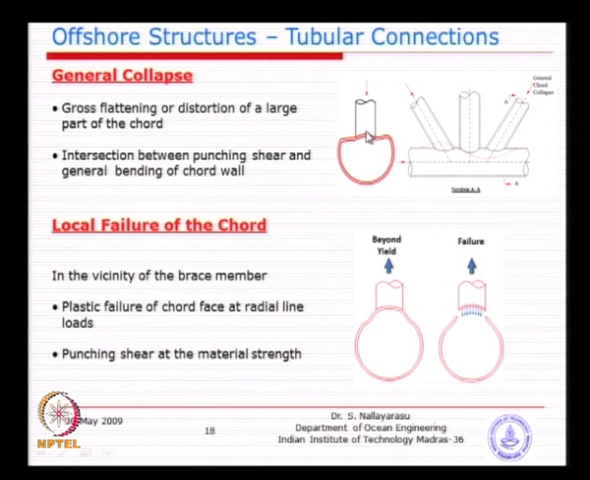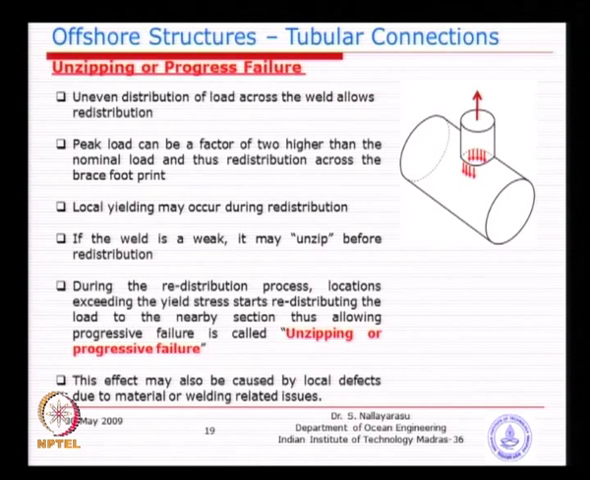The local failure of the chord is basically because of the pull out, because the d by t is so small, it is just coming out. When it is coming out, it is actually taking part of the chord itself, it is actually a punching pull out. The third one is unzipping, which is a very simple idea: smaller yielding, smaller crack, the load from the cracked portion is transferred to the next point and continuously progressive unzipping happens.